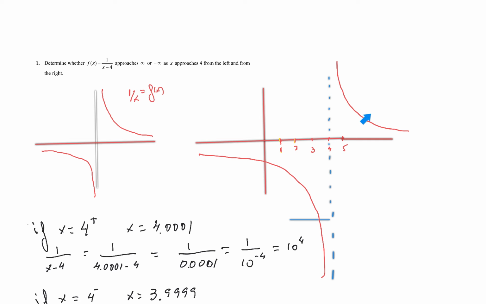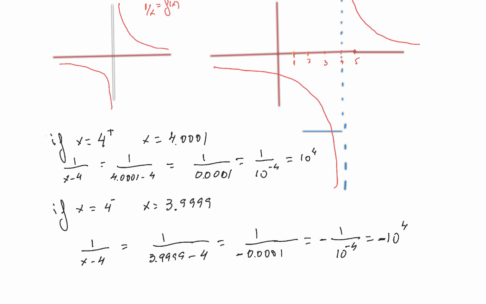And as you see, when you approach 4 from the right, 4 positive, the function will go to plus infinity. As you approach the number 4 from the left, 4 negative, the function will take very, very big numbers. As you approach from the left, next to the 4, the function will go very, very down, to a big negative number. So let's do some numbers to figure out what happens.